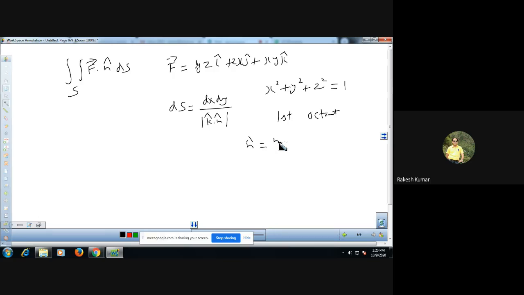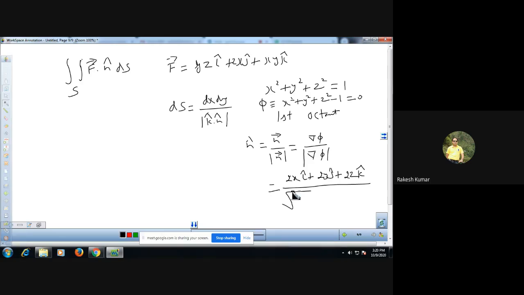n cap will be equal to the vector n divided by its magnitude. And what will be the vector n? Vector n will be the gradient of this surface, which will be named as phi. Phi is x square plus y square plus z square minus 1 equal to 0. And n cap will be grad phi divided by its magnitude. And grad phi is always a vector, so that will be 2x i cap, 2y j cap, and 2z k cap divided by its magnitude, meaning the coefficients of i cap squared: 4x square, 4y square, and 4z square.